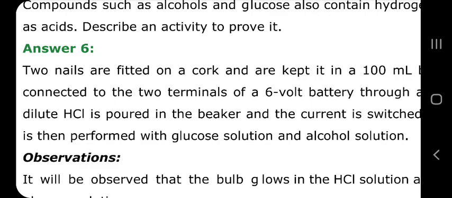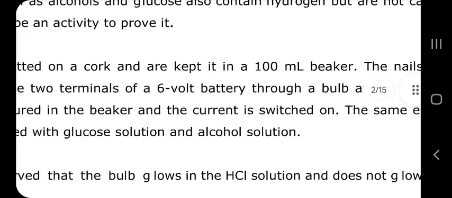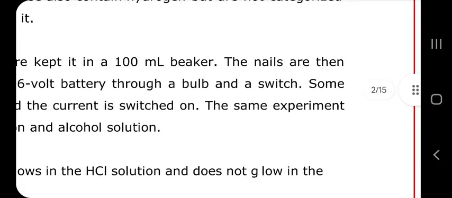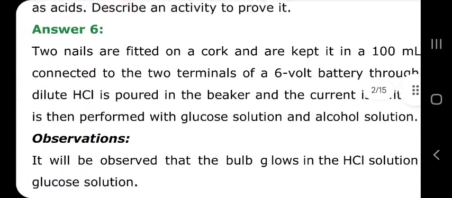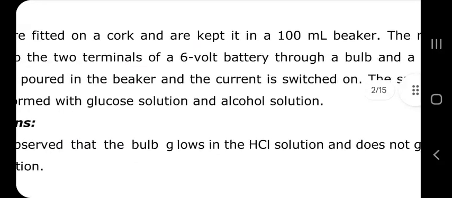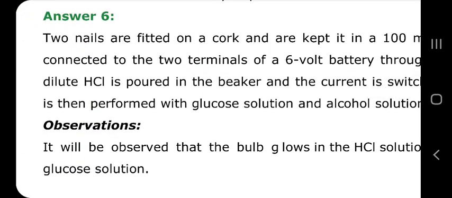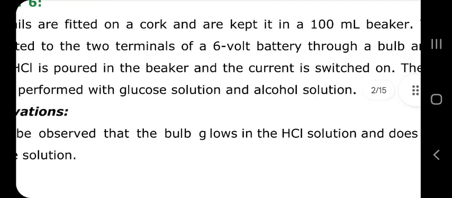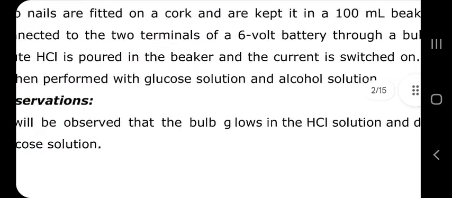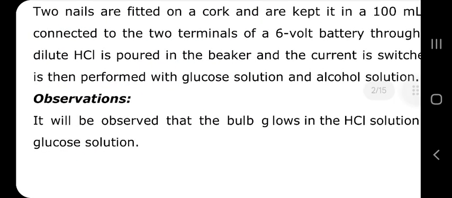The answer of question number 6 is: two nails are fitted on a cork and are kept in a 100 ml beaker. The nails are then connected to the two terminals of a 6-volt battery through a bulb and a switch. Some dilute HCl is poured in the beaker and the current is switched on. The same experiment is then performed with glucose solution and alcohol solution.